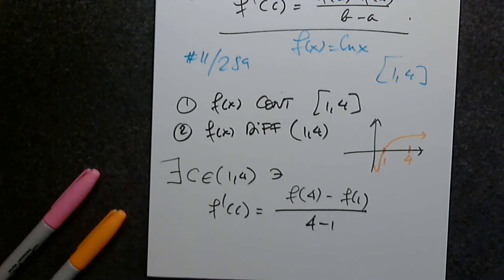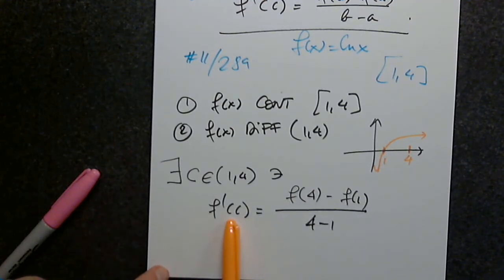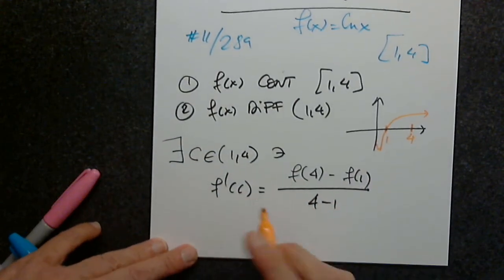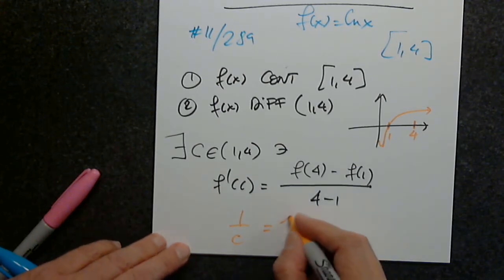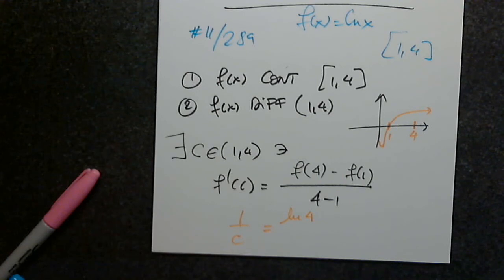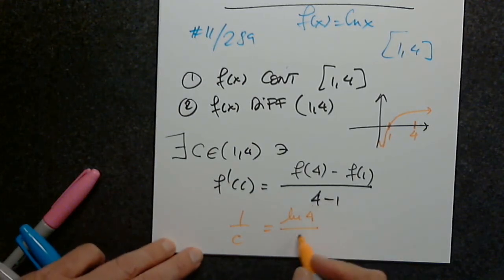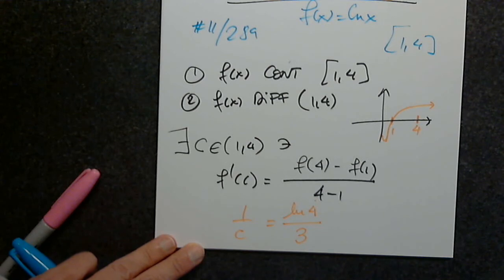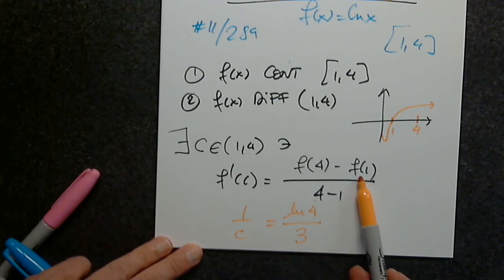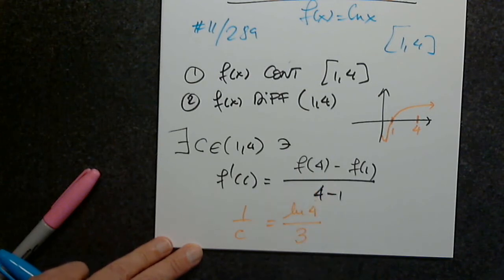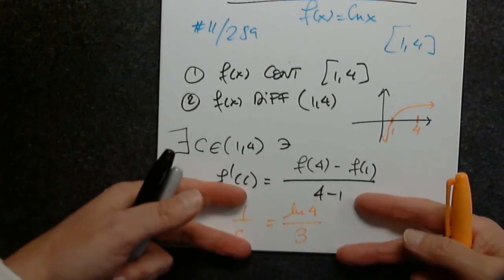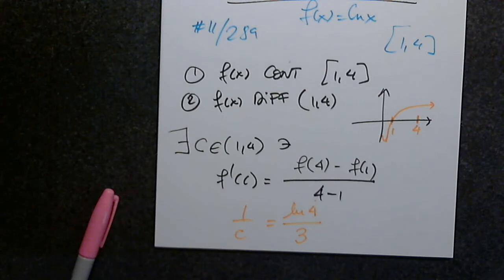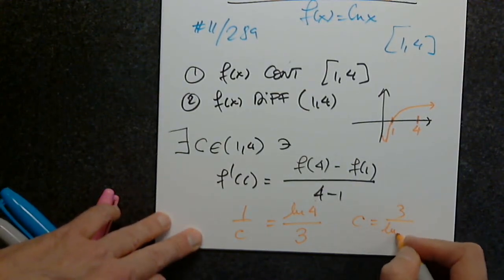So first, on the left-hand side, I have the derivative of natural log, which is 1 over x, but since I have C, I'm going to write 1 over C. Now, f of 4 is just natural log 4. What about f of 1? F of 1 is 0. 4 minus 1 is 3. This is a proportion. I'm solving for C. In a proportion, I'm allowed to do this trick, as long as I reverse both. So C equals 3 divided by natural log 4.